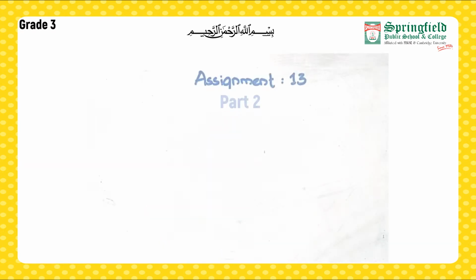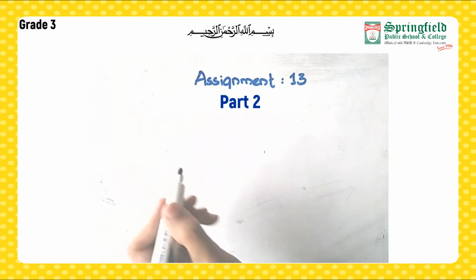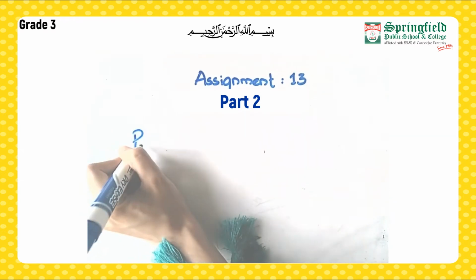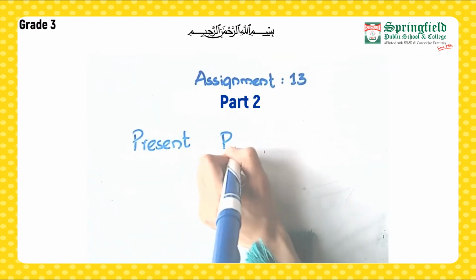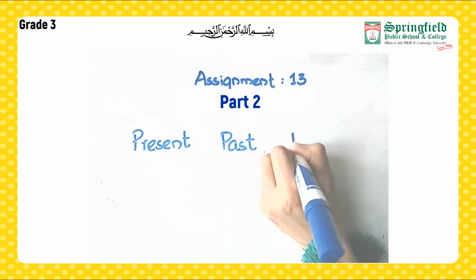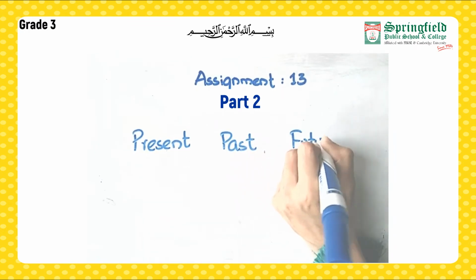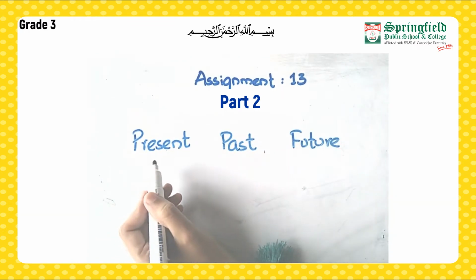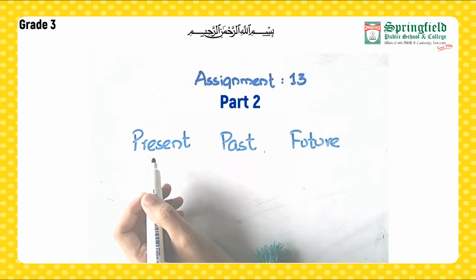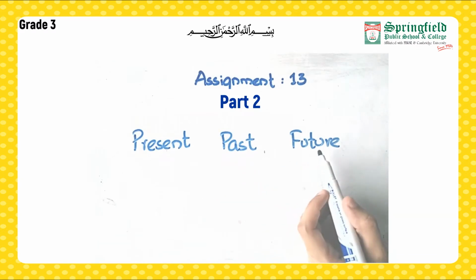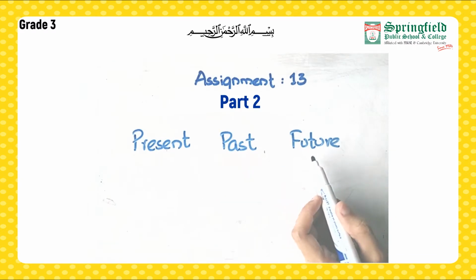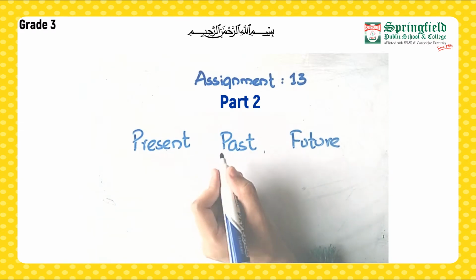This video lesson is for grade 3, assignment 13. So students, first of all, let's discuss the tenses: present tense, past tense, and future tense. Present, something that is happening at the moment. Past, something that already happened. Whereas future, something that will happen.